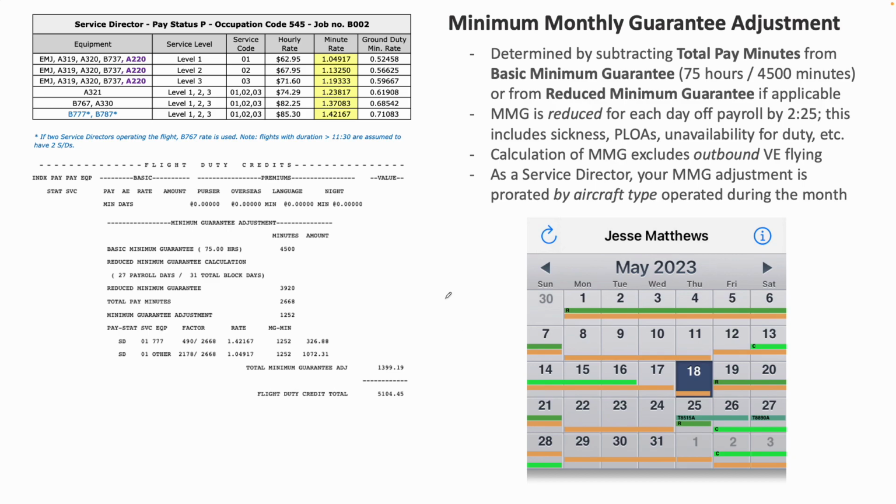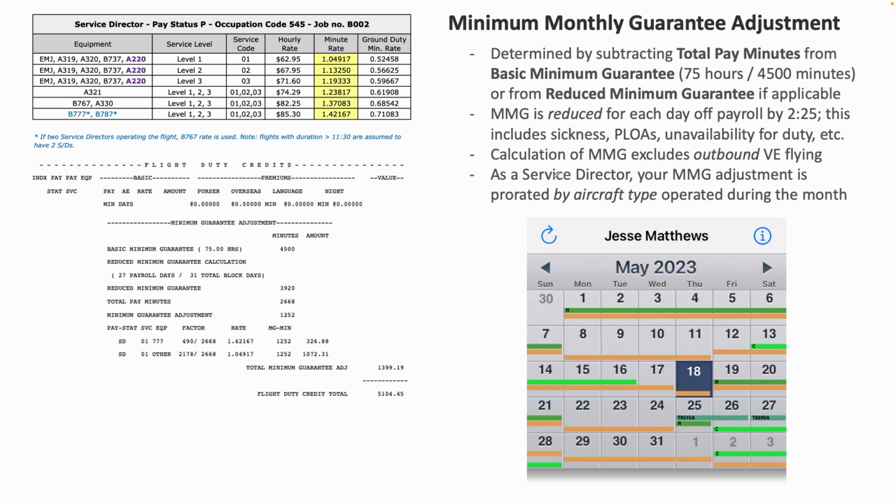So how do we do our adjustment for minimum monthly guarantee? We subtract our total pay minutes, so in other words, what we've already flown, from our basic minimum guarantee, which always starts out as 75 hours, or for the purpose of pay, we need that in minutes, and that's 4,500 minutes. If we've had a reduction of any kind transpire during the reserve month, then there is a reduced minimum guarantee that would be applicable instead.